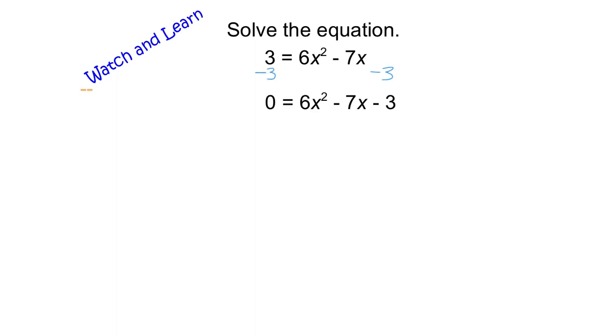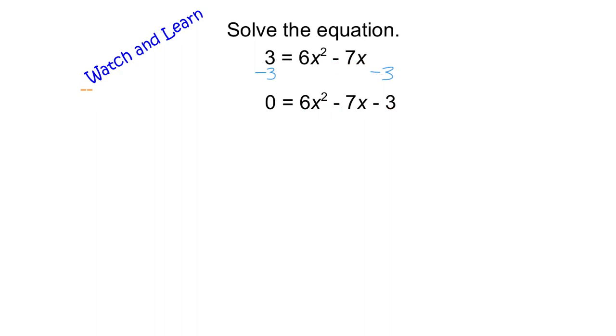First, I want you to notice this. If I subtract 3 from the left-hand side, I end up with 0. But if I do that, I change the equation. So I have to do the exact same change on the right-hand side. So I end up with 6x squared minus 7x minus 3.